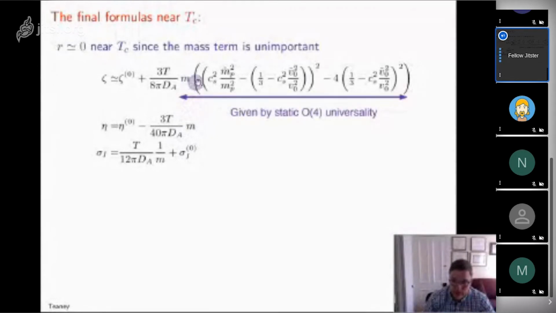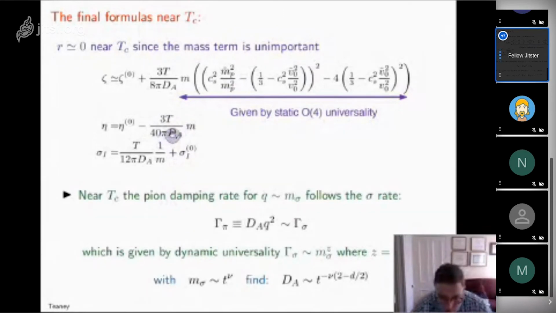These terms here are all static quantities, meaning that they're given by static O4 universalities. So we know how all of those quantities depend near the O4 critical point. The only thing that's maybe a little more complicated is this axial charge diffusion coefficient, which is not given by static properties of the O4 critical point. Nevertheless, you can determine how this diffusion coefficient depends, right?